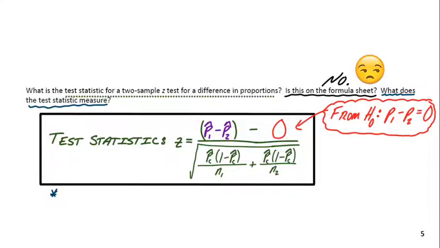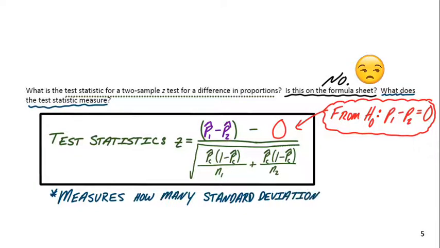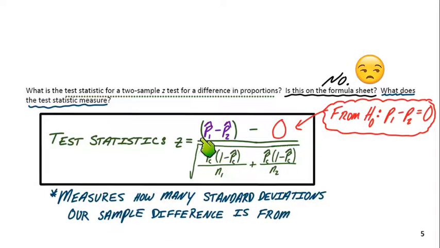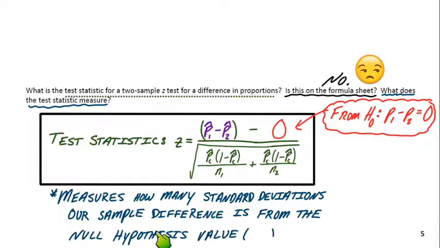So what does it measure in blue? What does the z-score actually measure? Well, it does still sort of measure standard deviations, right? But now it says how many standard deviations our sample difference, p hat 1 minus p hat 2, is from the null hypothesis, which that value is 0. So this z-score measures how many standard deviations our sample difference is away from the null hypothesis value, which was 0.